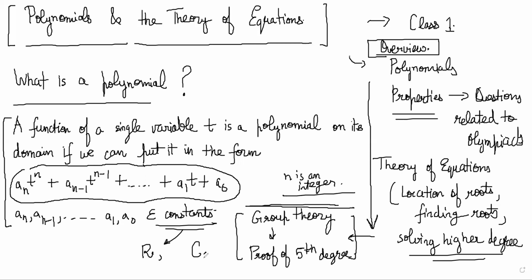So let's look at some examples and try to understand what are polynomials. So examples of polynomials could be something like this: 3t^3 - 7t^2 + 4t + 1. This is a polynomial because you are expressing it in terms of f(t), where it is written as a_i t to the power something, right? So 3t^3, 7t^2, and so on, right?